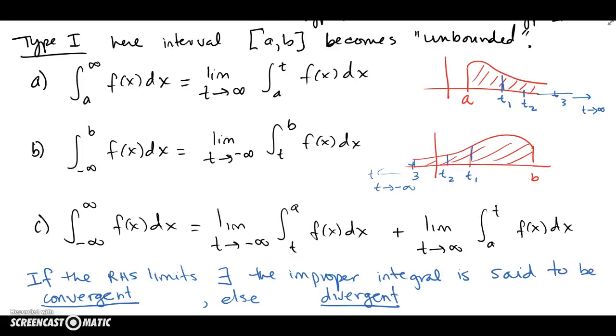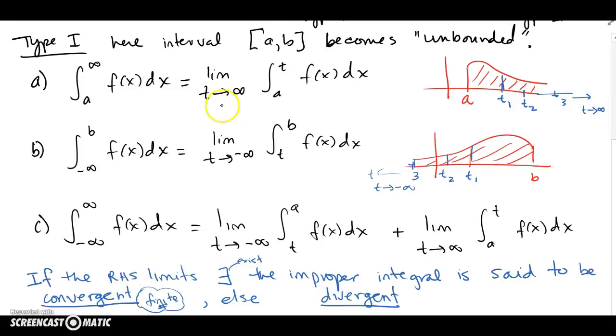So the terminology we use is, if the right hand side limits exist, remember this means they exist, the improper integral is said to be a convergent integral. That means basically that it reaches a finite number.